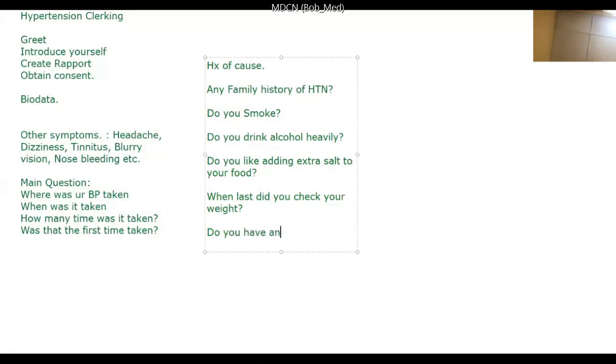So you want to ask, do you have any history of diabetes, or any family history of DM, diabetics? Please take note. You want to ask this question. It's a very important question. Then apart from this, there are other causes also, doctors. What other causes do you want to rule out? There are a lot of causes.